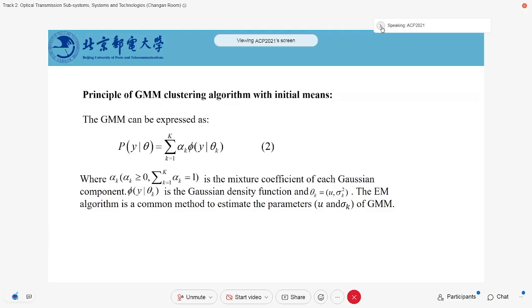GMM regards clustering data as mixed probability distributions from K Gaussian distributions, which represent different classes. The GMM can be expressed as Formula 2, where fk is the mixture coefficient of each Gaussian component. Phi is the Gaussian distance function. The EM algorithm is a common method to estimate the parameters of GMM.